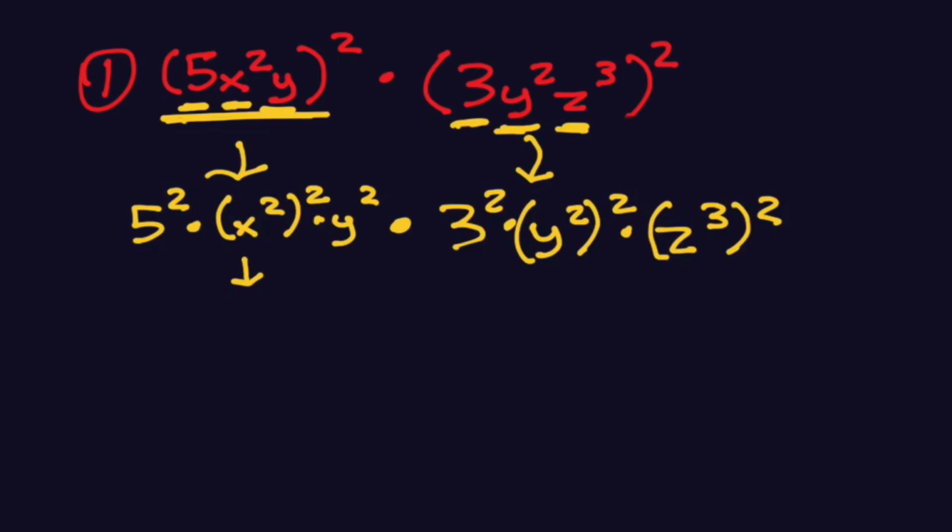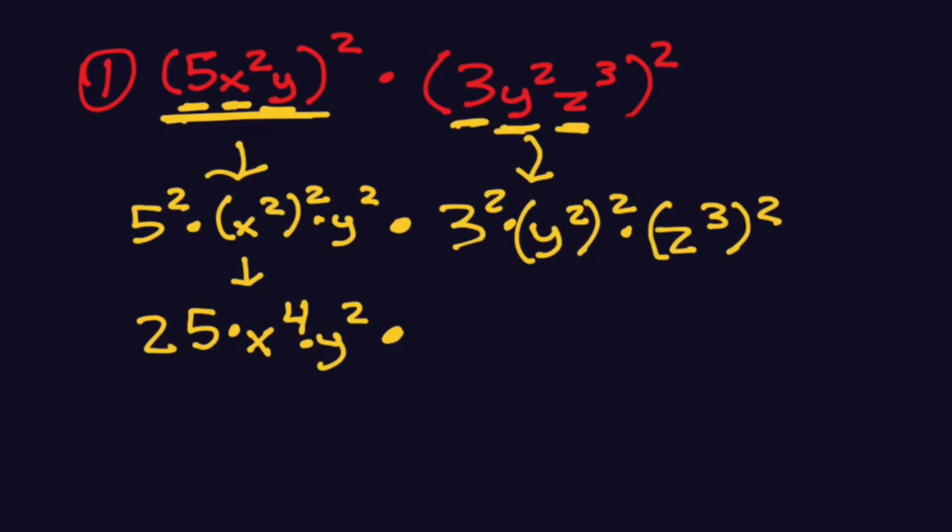Now let's simplify these down even further. So 5 squared is equal to 25, multiplied by x squared squared. And remember, this is the power of a power property. So when we have a power of a power, we're going to multiply this 2 and this 2 exponent together. So that's going to be equal to x to the 2 times 2 power, or x to the 4th power. So right there, we just used the power of a power property. And then we're going to multiply that by y squared. Okay, so now we simplified this down even further.